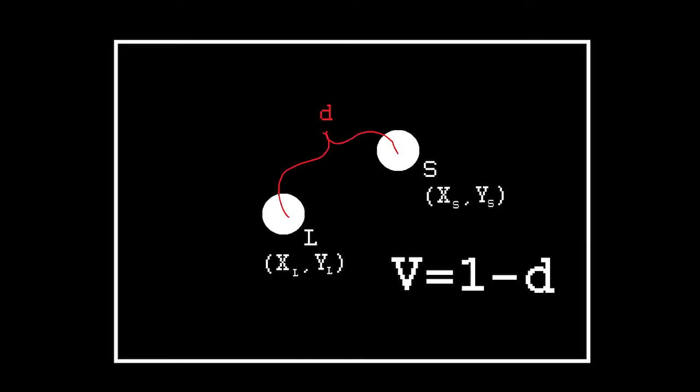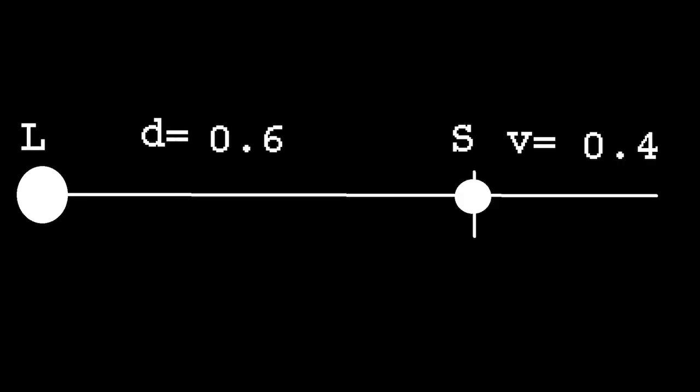I did this by having the distance be subtracted from 1. If we put our distances on a number line, we can see that if we have a listener and a source with a distance of 0.6, we have the 0.4 remainder. And that remainder can just be repurposed as a volume value.